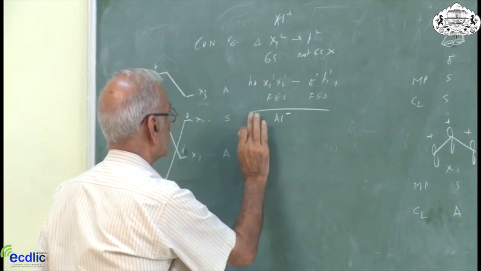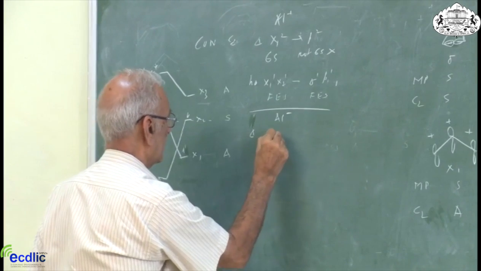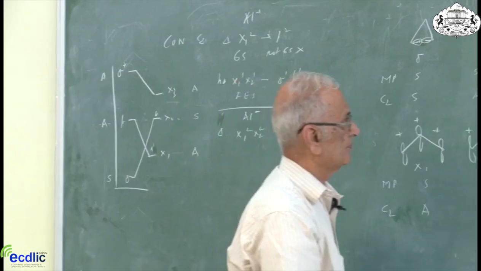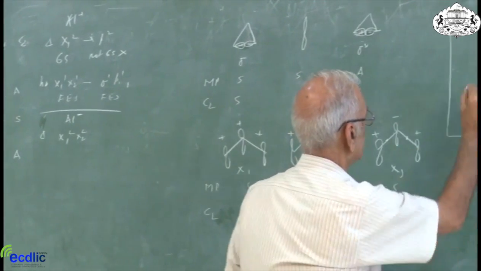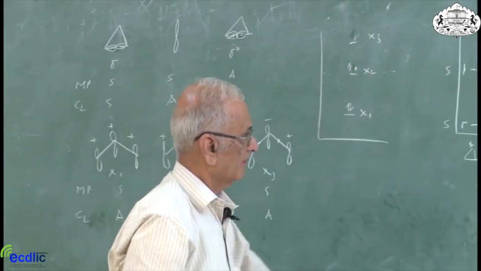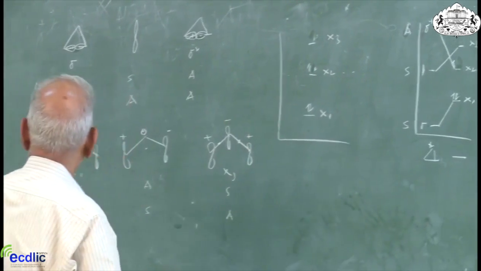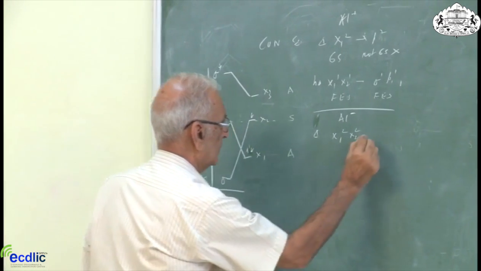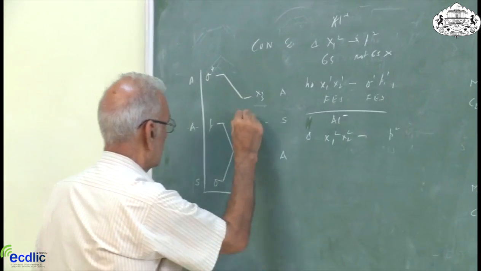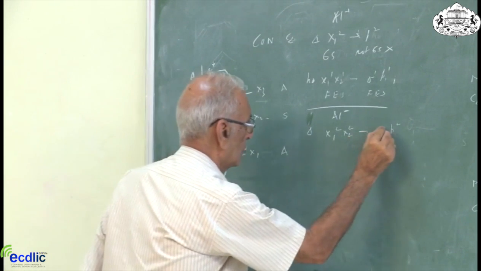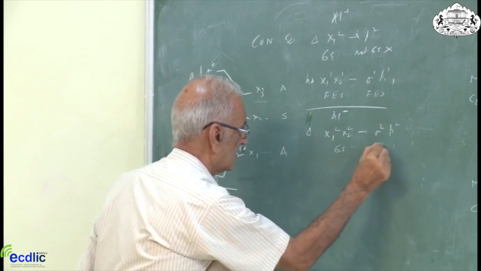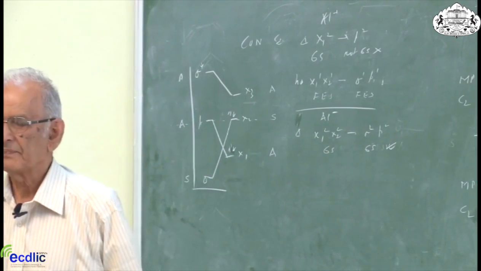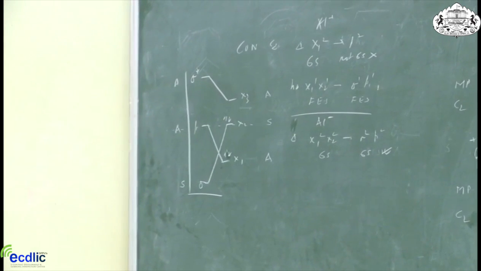Allyl anion, X1 2, X2 2. As we wrote here, no difference. All right. Where does my X1 2 go? My X1 2 goes into P, my X2 2 goes into sigma. Ground state gives ground state. Therefore, the reaction is allowed.